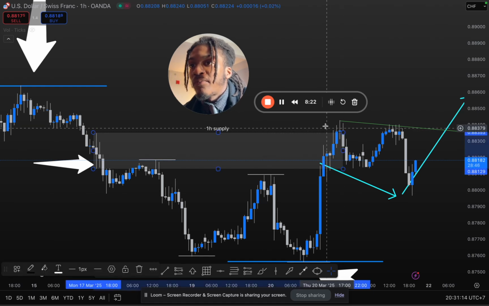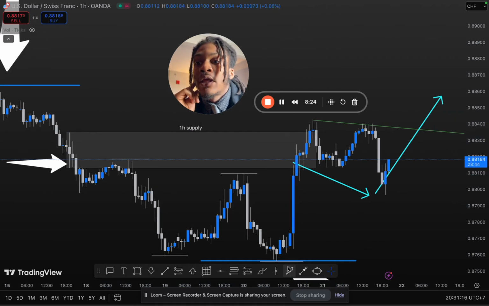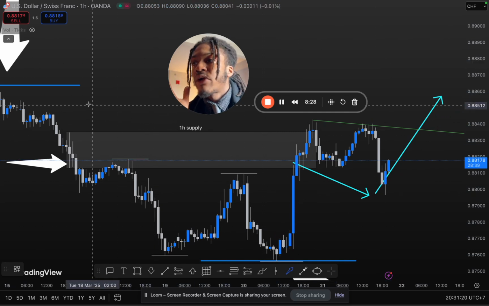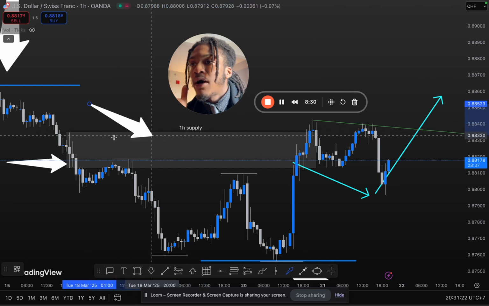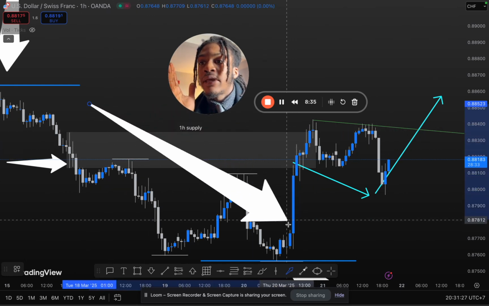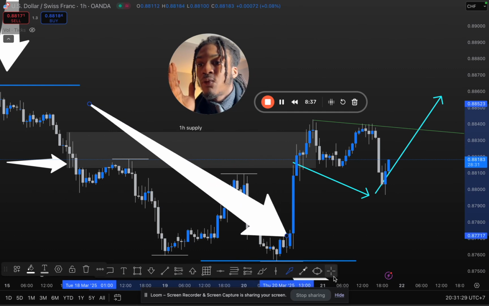I noticed that, and it broke my supply with what? The beginning of this break. But first, let me show you where it broke. It broke right here. You see the 1 hour supply box, which is right here, and then price came and broke out of that box. And the beginning of that, we had price what?